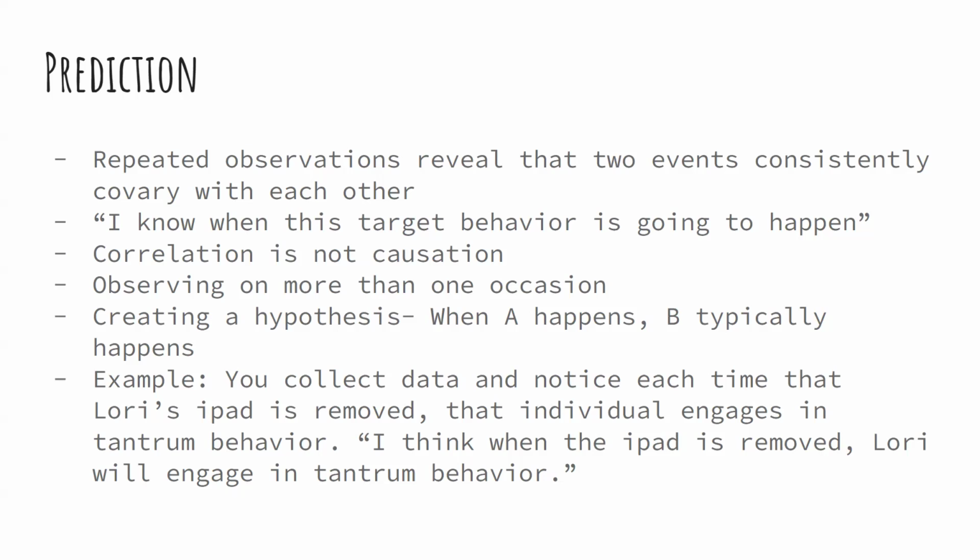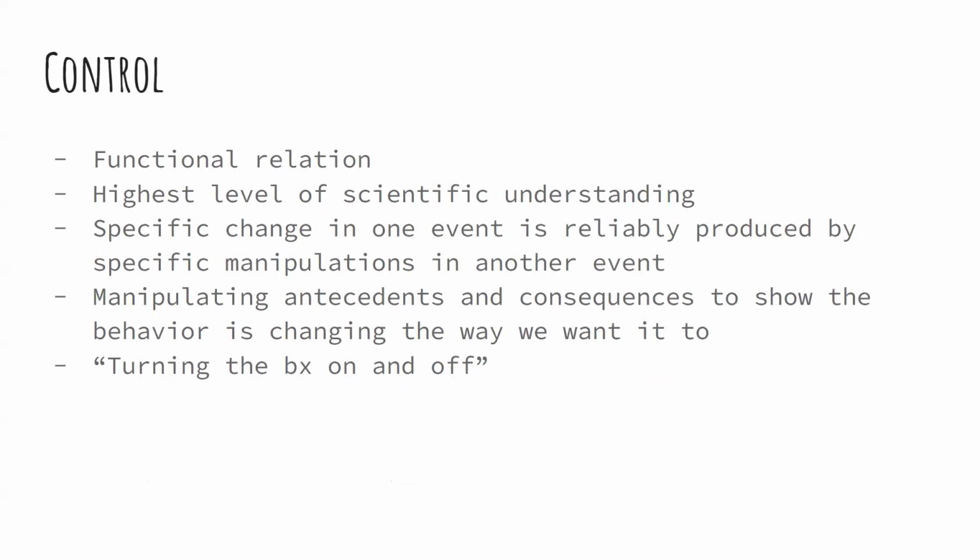The highest level of scientific understanding is control. And control has been demonstrated when we show a functional relation. What is a functional relation? Well, a functional relation is a specific change in one event is reliably produced by specific manipulations of another event.